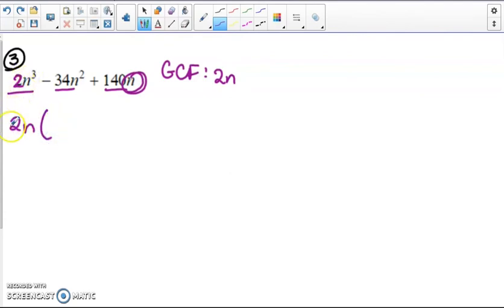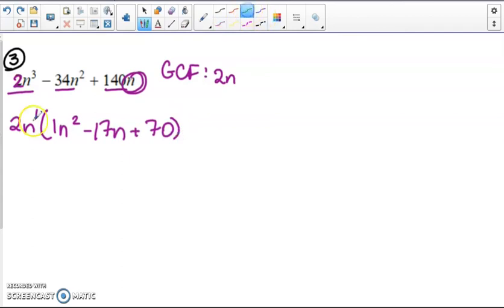So 2 divided by 2 is going to be 1. You can show it if you want to. I know sometimes we do, sometimes we don't need to. And then n cubed, and if you remember we subtract that exponent of n to the first, so 3 minus the 1 is n squared. -34 divided by 2 is -17. N squared minus n to the first would give us just n, and 140 divided by 2 is +70. And we're good. We've successfully taken out our GCF.